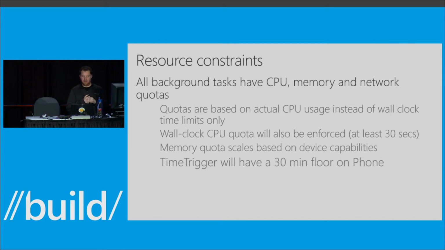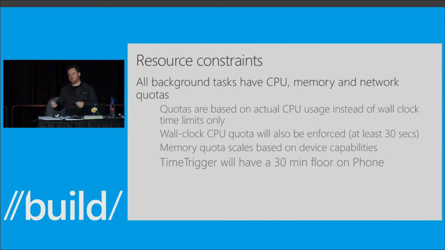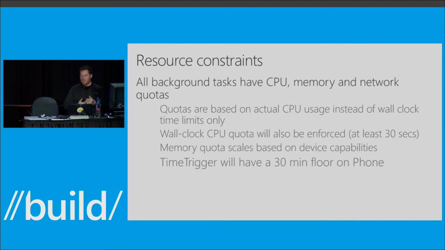but it could be longer if the device is in a state where it can potentially allow that. Memory quota, so we had restrictive memory quotas on background agents in Windows Phone 8. We've added a little bit more memory in 8.1, and then we've also started scaling the amount of memory across devices. So if you do have a device with more memory, like a 1 gigabyte or 2 gigabyte device, you will get more memory for your background task. And that's something you can query at runtime to see how much memory you have available. And then as I mentioned earlier, the time trigger is fuzzed to 30 minutes on the phone.